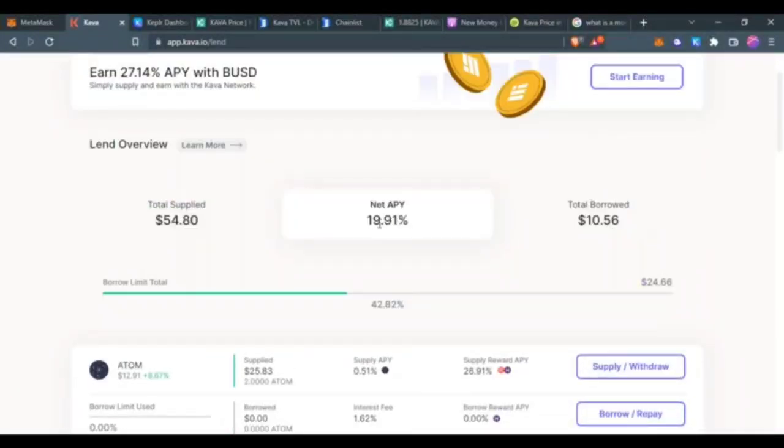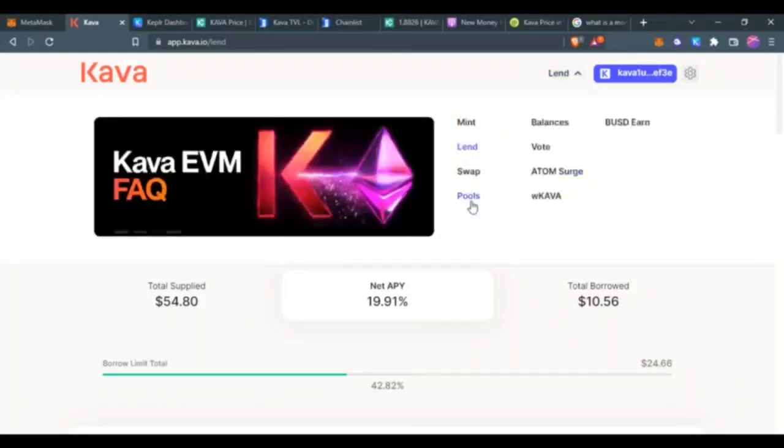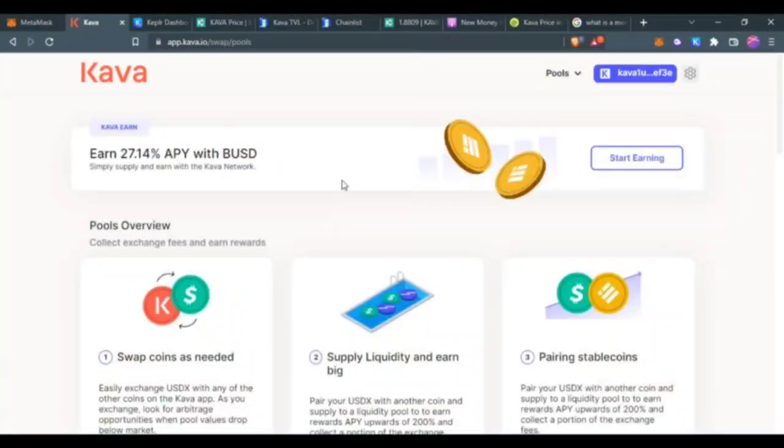So okay, we've got that. Right now, our net APY is 19.91%. We've got $54.80 total supplied. Total borrowed is $10.56. We're at a 42.82% debt to collateral ratio. Our borrow limit is $24.66.